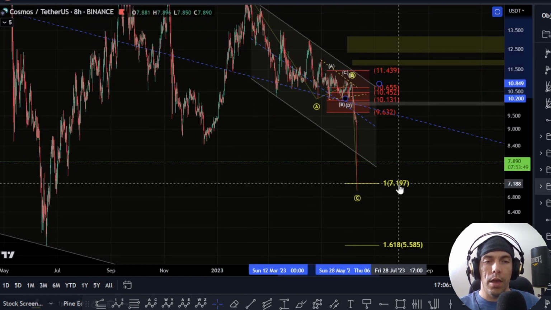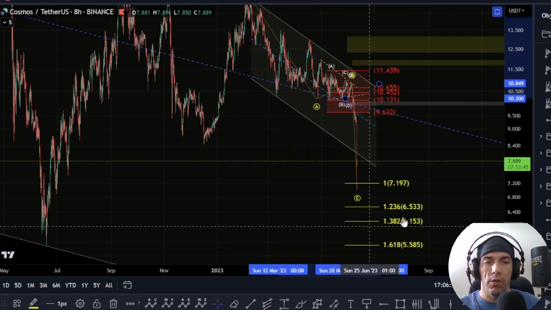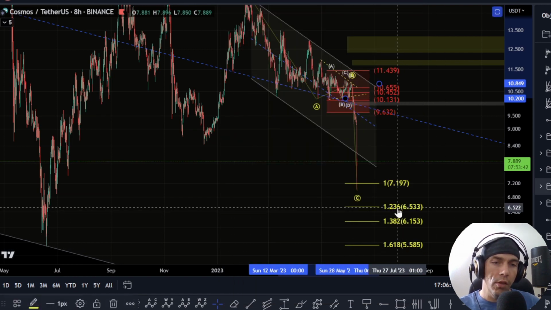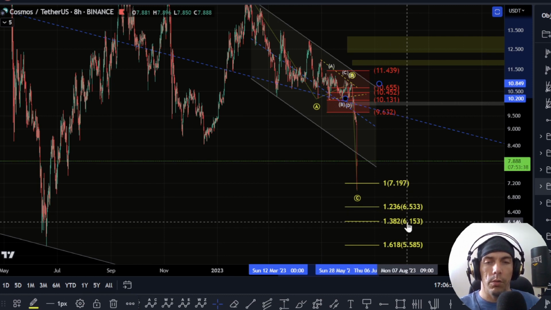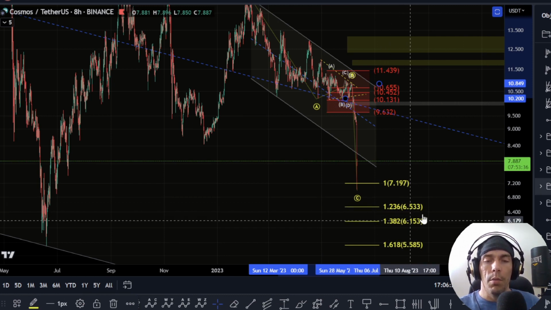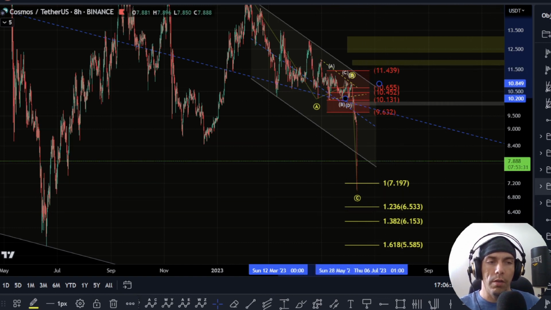But technically speaking, we can still see a little bit more downside within this count, where we could still look at this potentially as a bullish count, where we could see actually this 1236 hit here towards this 653 or this 1382 towards this 615. But really, once we start to get down to these levels, it starts to become more likely that we're actually going to break this zone.